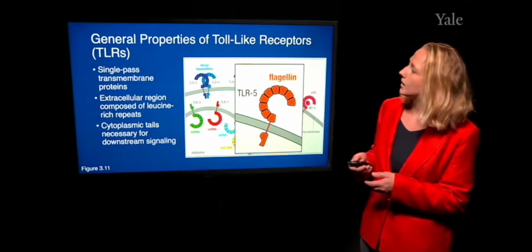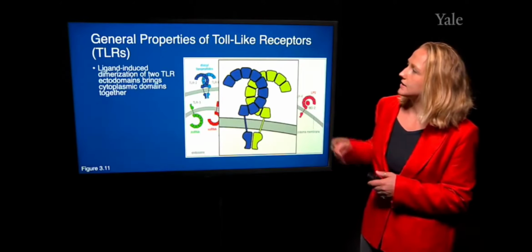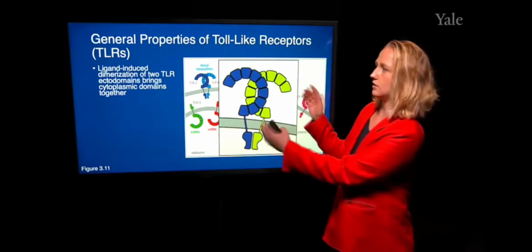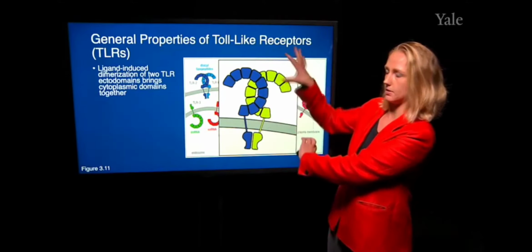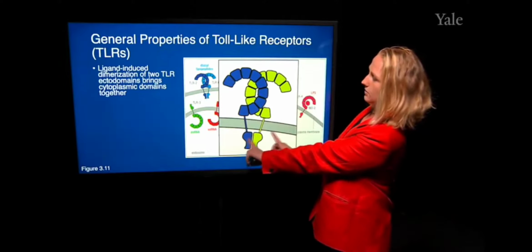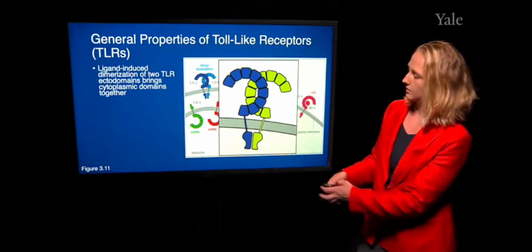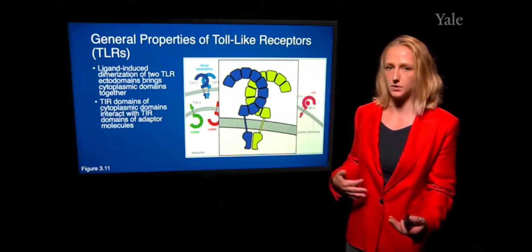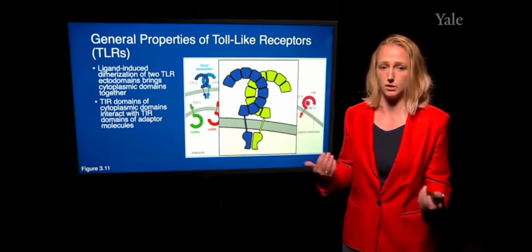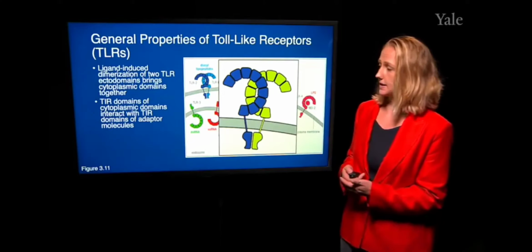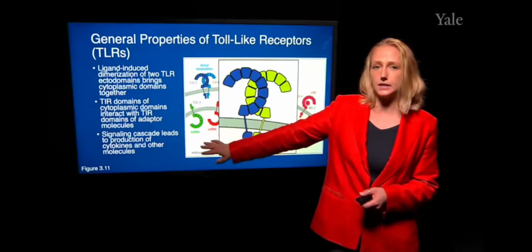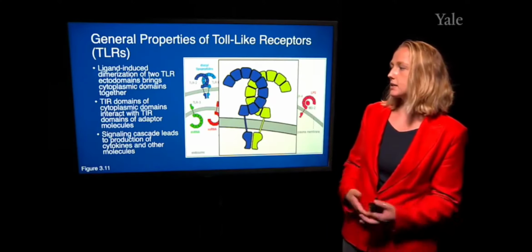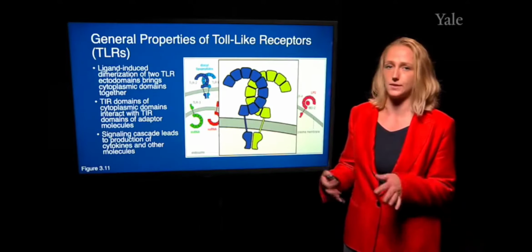In addition, the way that TLRs function is ligand-induced dimerization of two TLR ectodomains, so the outside domains, which brings together their cytoplasmic domains here. And these TIR domains of the cytoplasmic domains will interact with TIR domains of other proteins or adapter molecules that leads to further signaling. And the signaling cascade that's induced by the TIR domains of the cytoplasmic domains coming together leads to the production of cytokines and other molecules, leading to a stronger immune response.